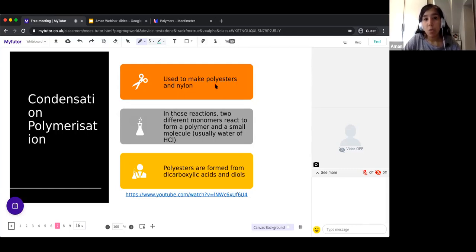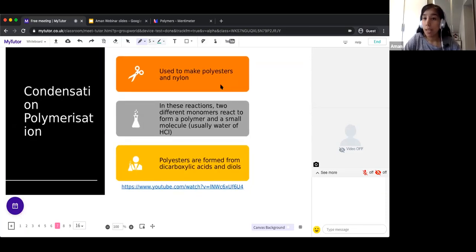So before we go into what a polyester is, does anyone remember how we make an ester? How do we make an ester? If you were looking at last week, how do we make an ester? Anyone remember how we make an ester? Excellent. Someone said carboxylic acid and alcohol. Brilliant. So it's the same with making a polyester. We still need to use a carboxylic acid and an alcohol.